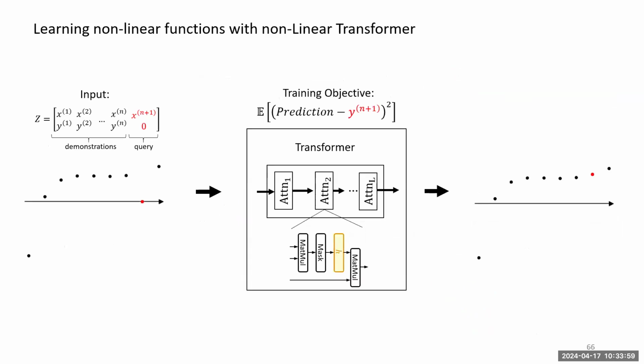So to summarize, we'll consider the following setup. Again, we are given the black points, which are demonstrations, and we will train a nonlinear transformer to predict the label for xn+1 in red. And so that's the whole objective.